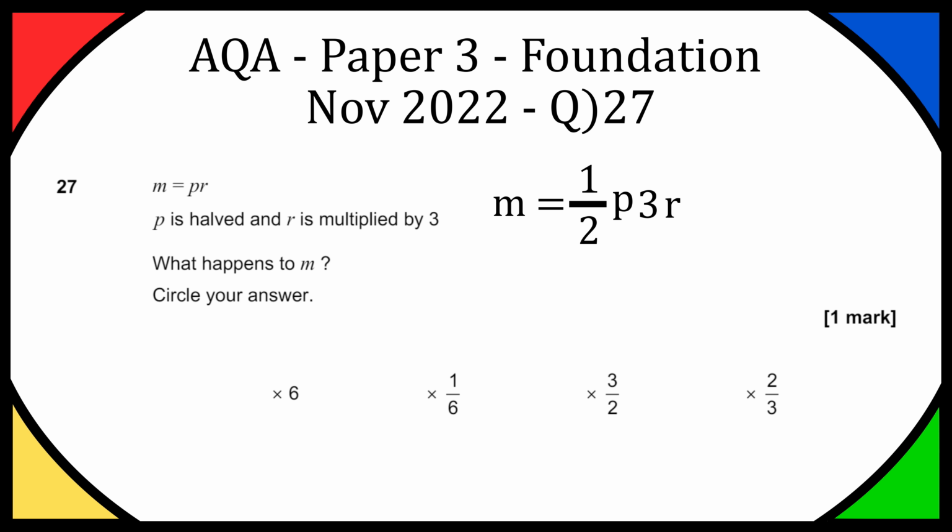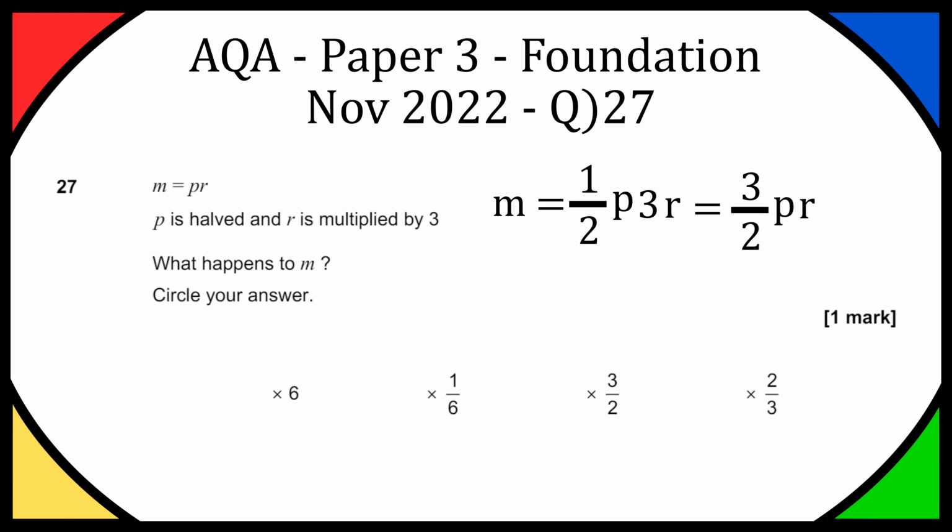So when things are next to each other like that, it just means they're multiplied by one another. So for example, it was m is equal to pr. Now it's m is equal to a half times p times 3 times r. So we've multiplied r by 3 and times p by half. Simplifying this out a bit, we're going to get 3 over 2 times pr. So m is equal to 3 over 2 times pr.